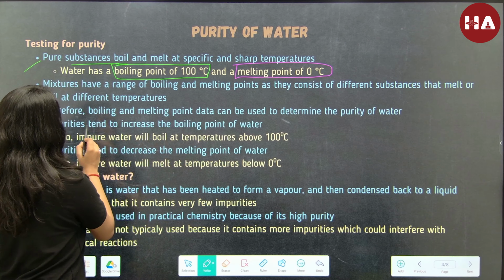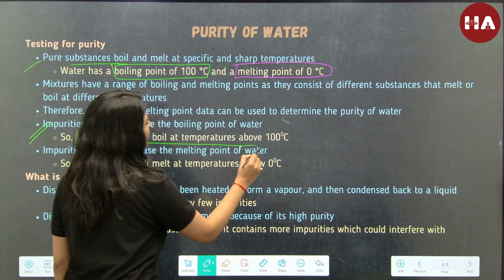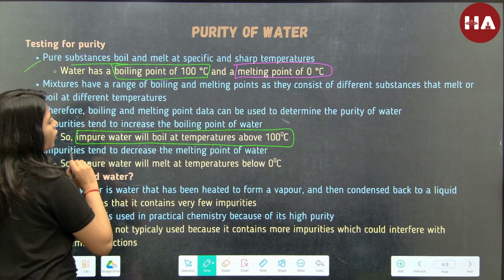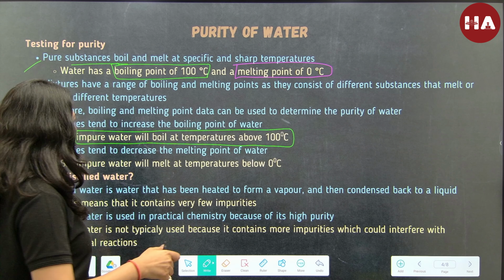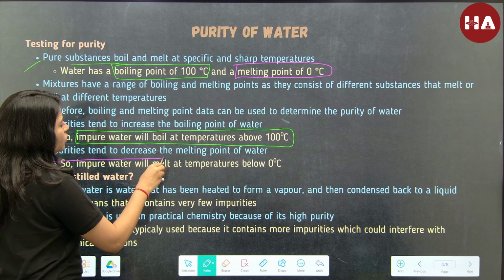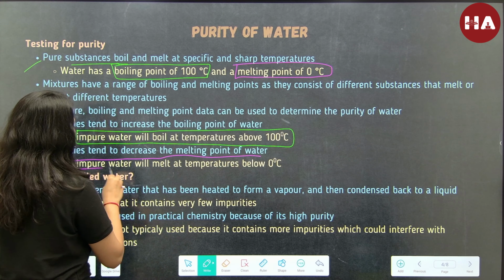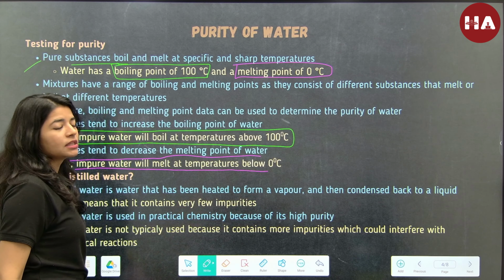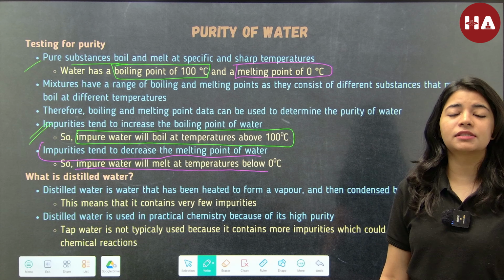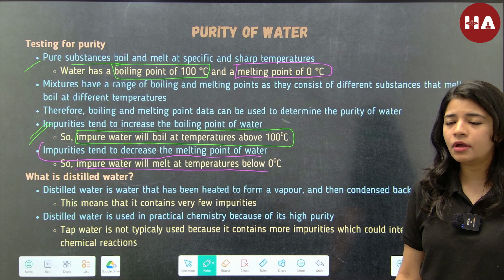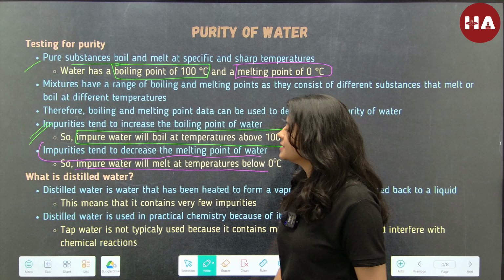Okay, so when impurities are present, it will increase the boiling point. So your boiling point will be above 100 degrees Celsius and the melting point will decrease. Impurities tend to decrease the melting point, and hence we can say when there is a discrepancy in the values of the melting point and boiling point of any substance, then that particular substance is not pure, right?